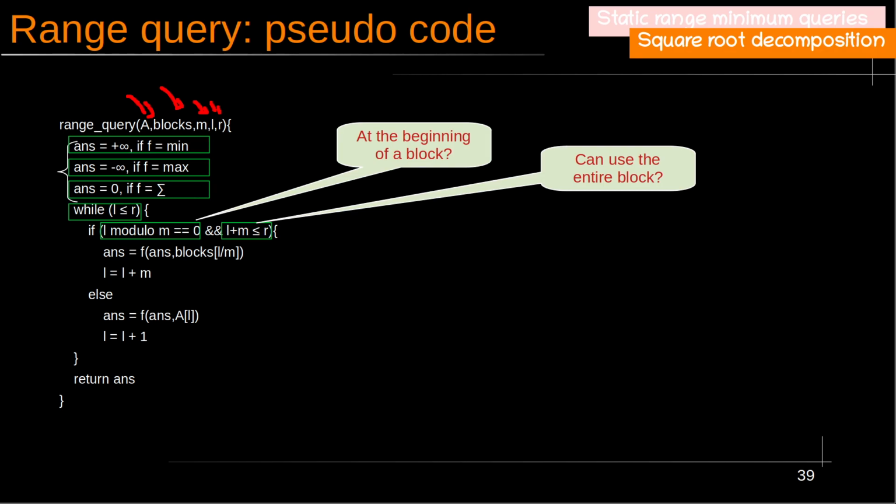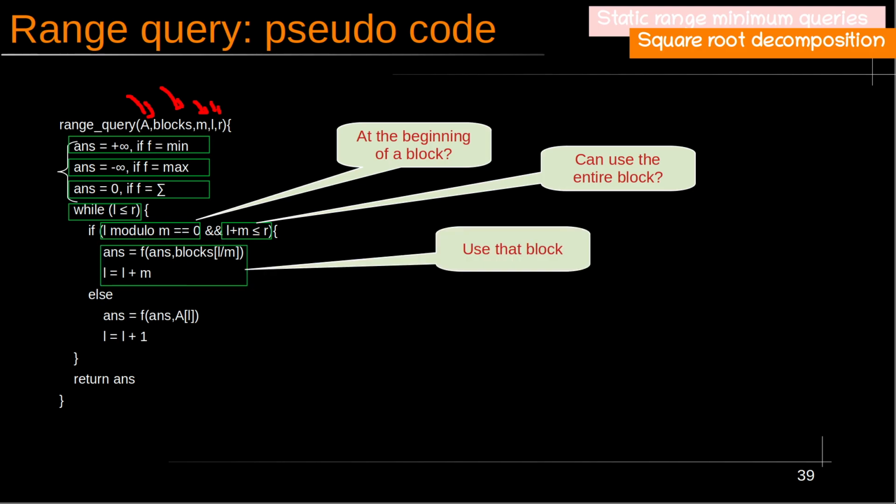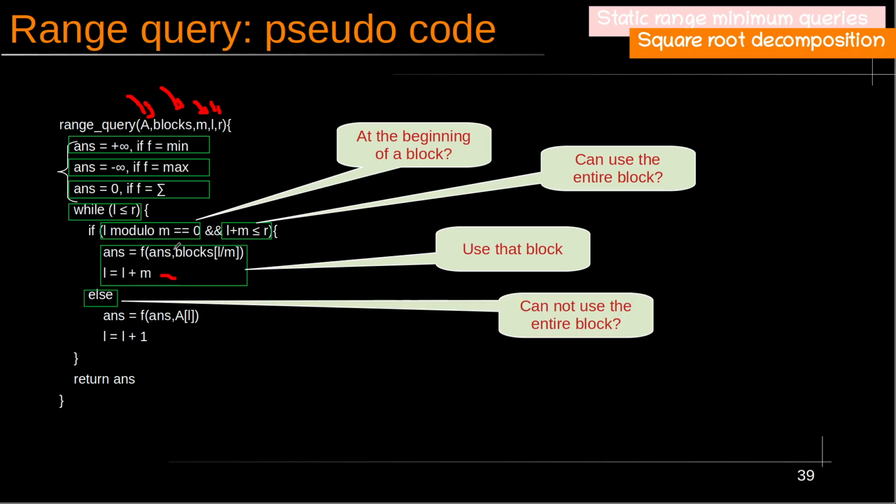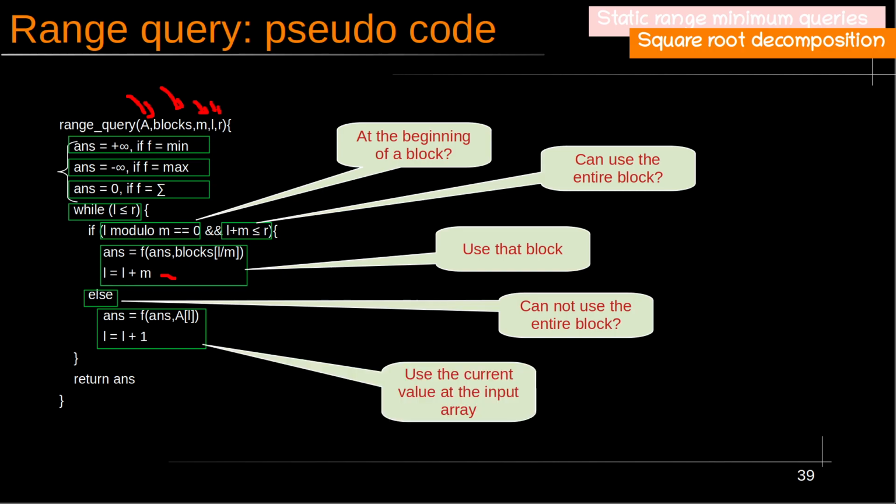If the answer to both of these questions is yes, we use that block, and we jump over that block by adding m to the left boundary, as you see. Else, which means we cannot use the entire block, so we will use the elements in the original array one by one. Use the current value in the input array. Okay.